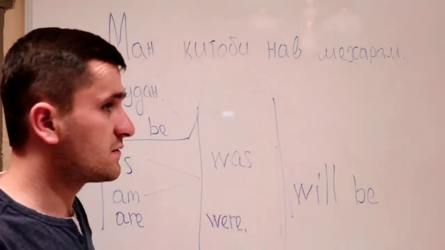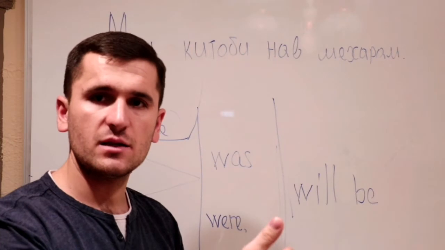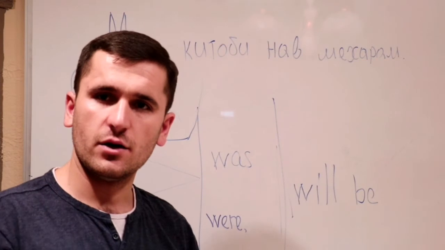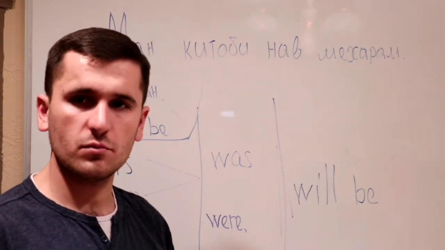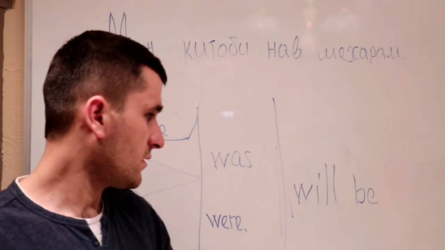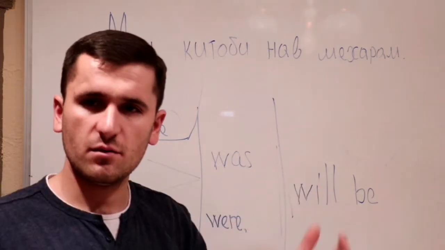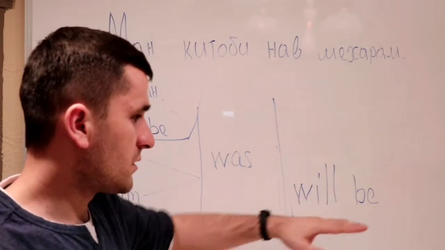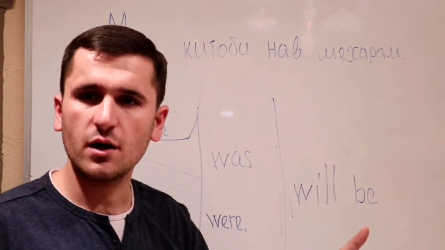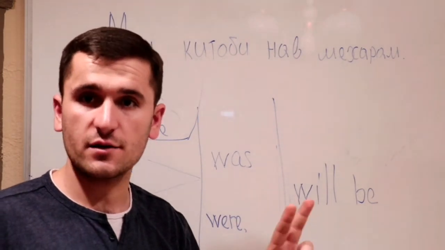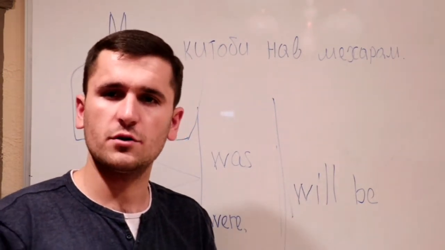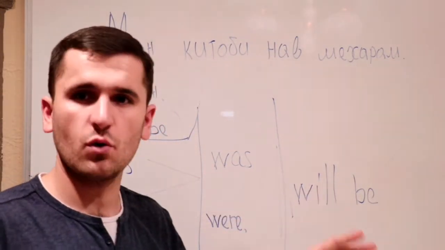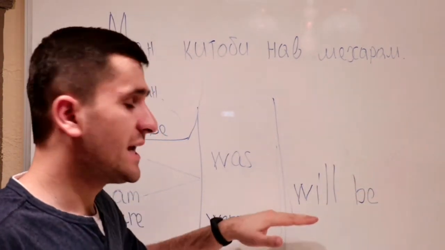For example, if you need to say next year, it means sole oyand. I will be a doctor next year. Man doktor khohem bud, yani khohem shod, sal-i ayandeh. If you want to use it about several persons or several subjects, you will use the same. For example, they will be teachers after 2 years. Or if you need to say about one person only, for example, he or she or your father, your brother, you say he will be.